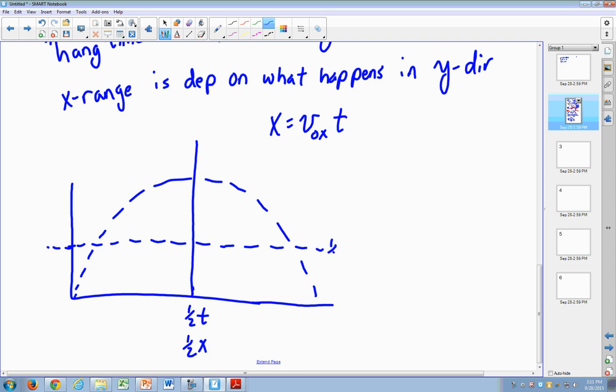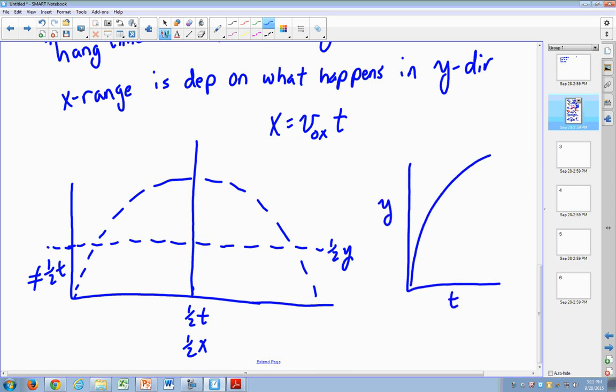However, if I'm looking at half of the maximum height, half of y, this is not half the time because it's a quadratic function. That's actually less than half the time, because if I think about how my y versus t function looks like this, this is my halfway point in the y direction. Notice that it hasn't gone very far at the time. It actually moves more slowly initially, and then it speeds up. That's not right. That's not right. Is that right?